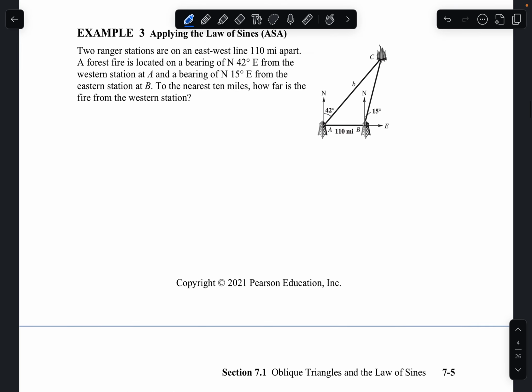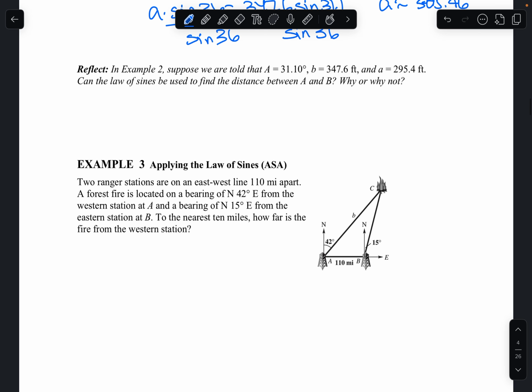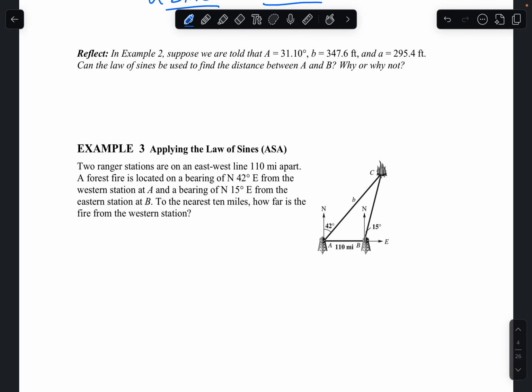In example 3, we go back and visit our old friend, the bearing problem. So 2 ranger stations are located on an east-west line, 110 miles apart. They see a forest fire up here at C. One is located north 42 degrees east from station A. Remember, in bearings, you start out at the center. North means you're going this way, and you're going 42 degrees east of north. And the other bearing is located at north 15 degrees east.